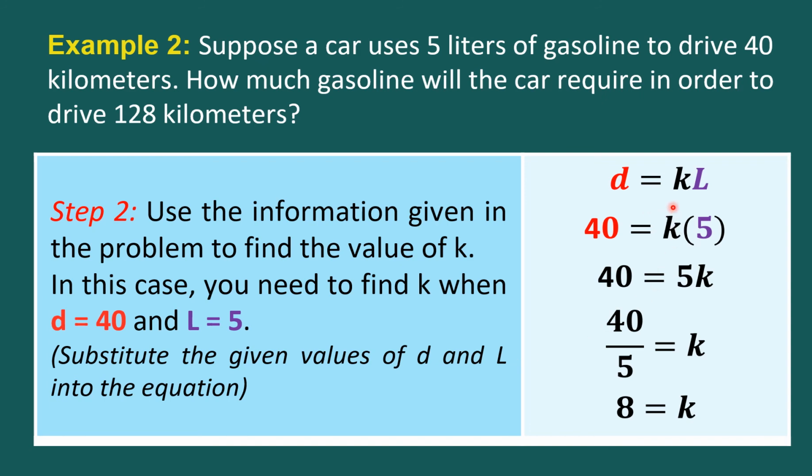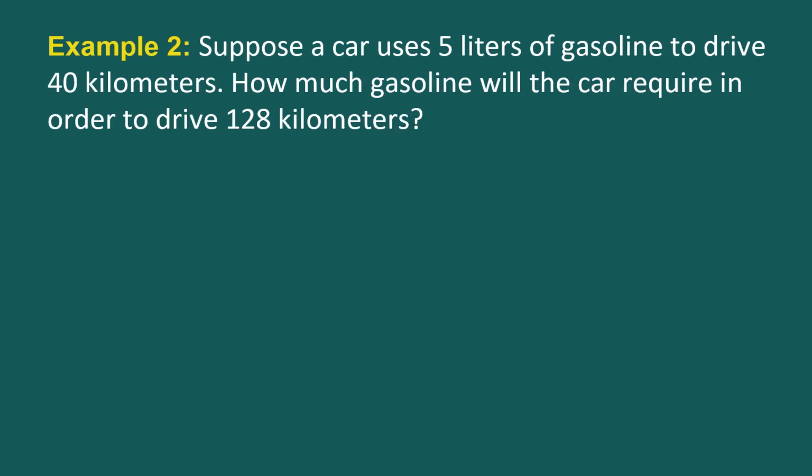So d equals kL. So d will be replaced by 40 and L by 5. Simplify. 5 times k is 5k. 40 equals 5k. Then we need to divide both by 5. 5k divided by 5 is k, and 40 divided by 5 is 8. Therefore, the constant of variation is equal to 8.